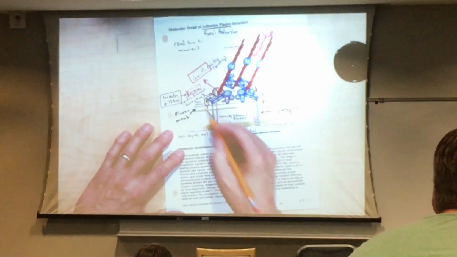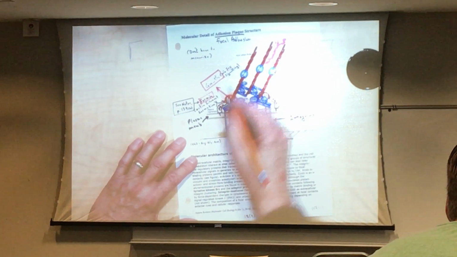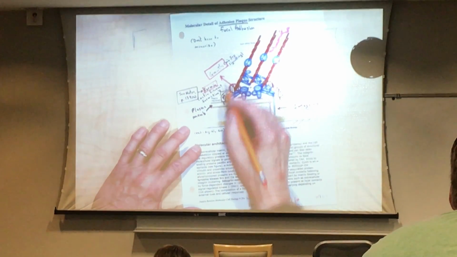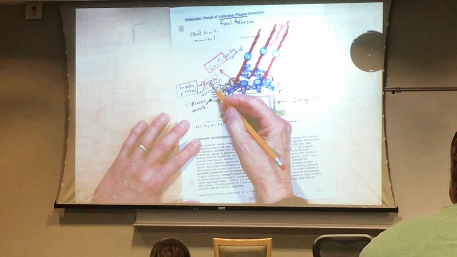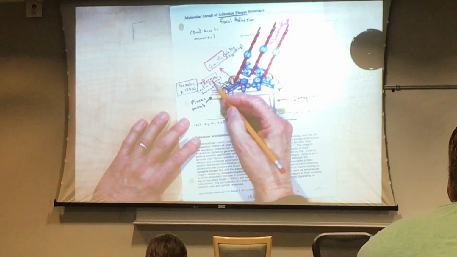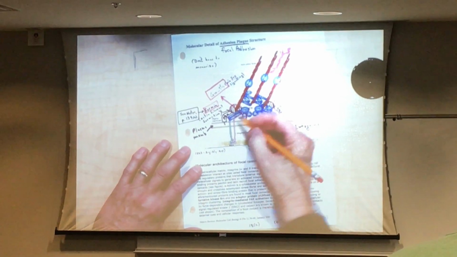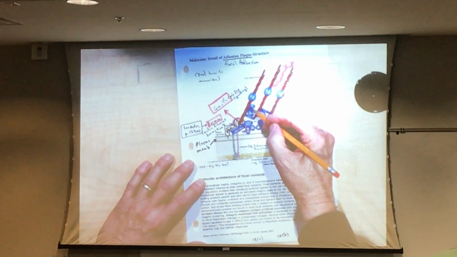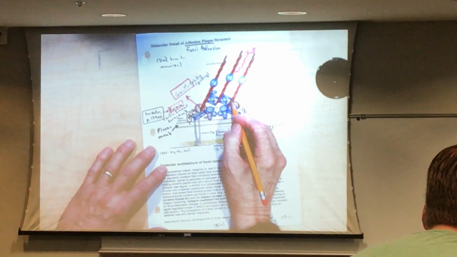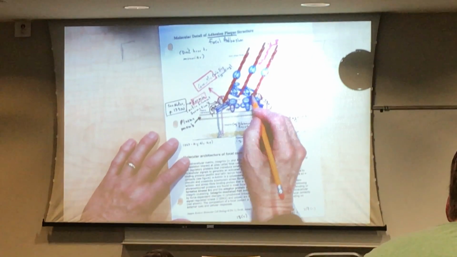Now, among the things that get recruited to these focal adhesion structures here, this is part of the focal adhesion, is a protein called formin, which, as we'll be discussing, catalyzes the initiation of the polymerization of actin filaments. And these actin filaments are spaced by alpha-actinin, usually bundled actin filaments.